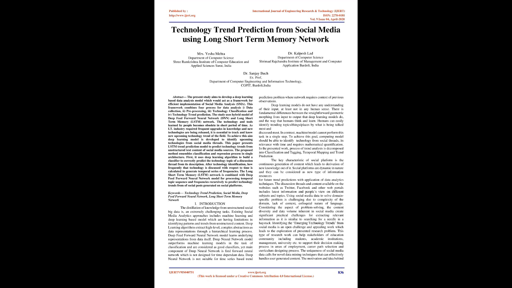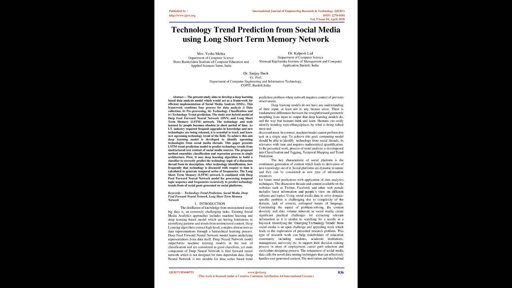Deep learning models do not have any understanding of their input, at least not in any human sense. There are fundamental differences between the straightforward geometric morphing from input to output that deep learning models do, and the way that humans think and learn. Humans can easily identify trending topics, things, or places by what is being talked about and discussed most. In contrast, a machine or model cannot perform this task in a single step.